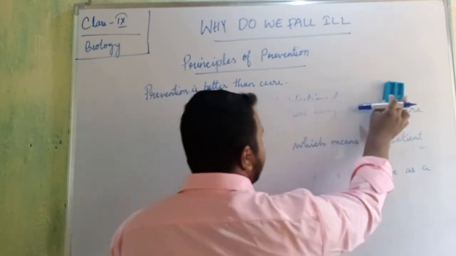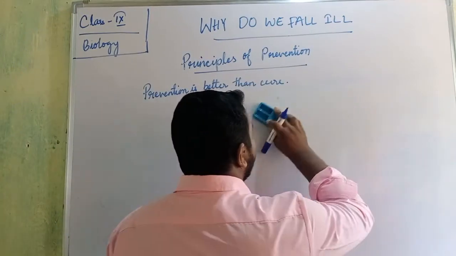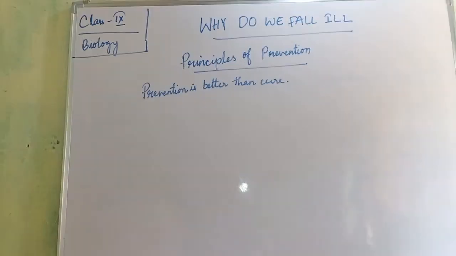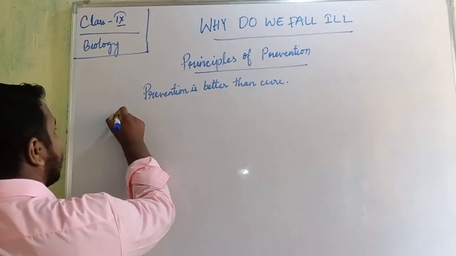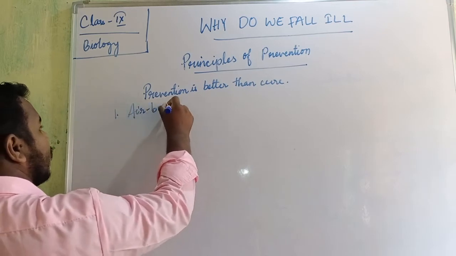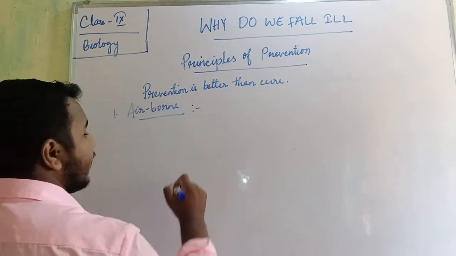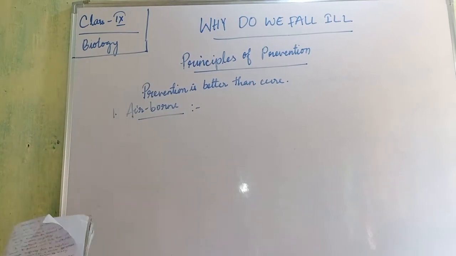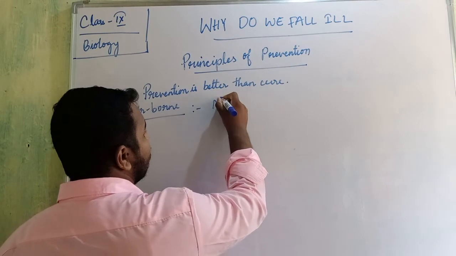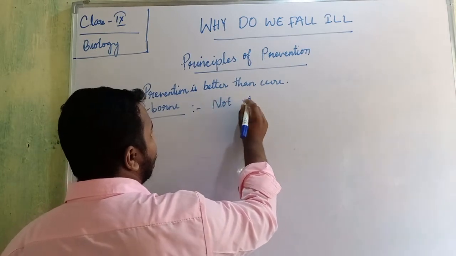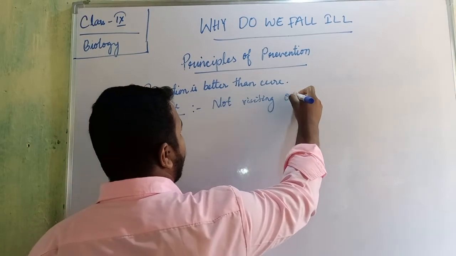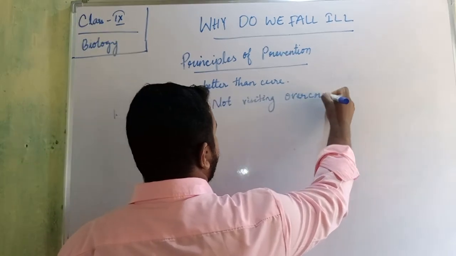So first, we know there are different types of infectious diseases. First we will talk about airborne disease. Airborne means it comes through air. Prevention, how will we prevent? By not visiting overcrowded places.